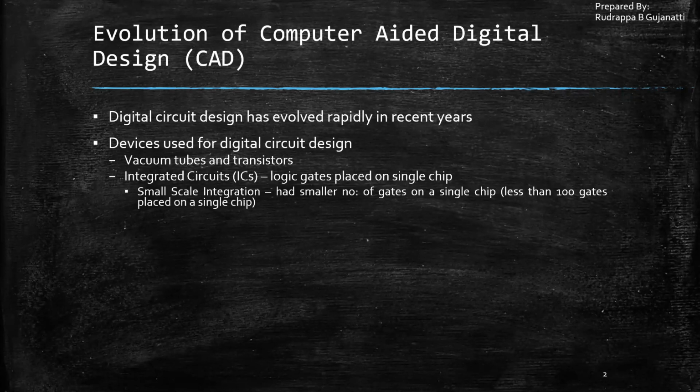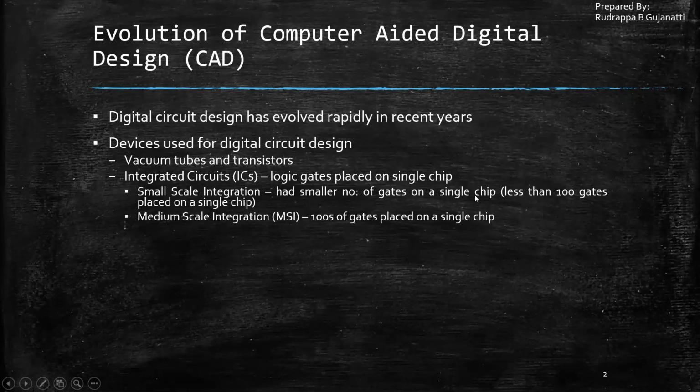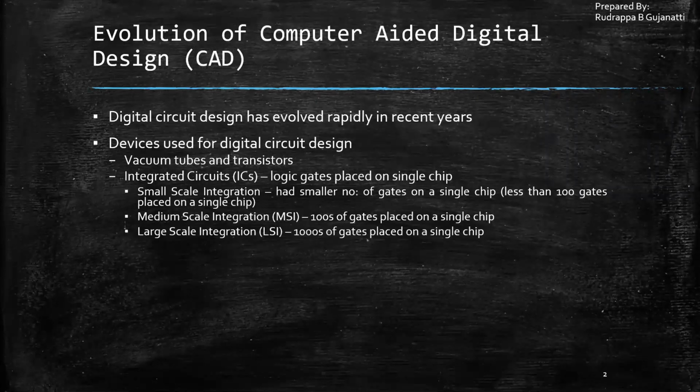Then there were advancements in terms of how many gates I could place on a single chip. Next came the medium scale integration, that is MSI, in which hundreds of gates could be placed on one single chip. Similarly, as the advancements went on, we could place a large number of gates on a single chip. Next came the large scale integration, in which thousands of gates could be placed on a single chip, and then came the very large scale integration.